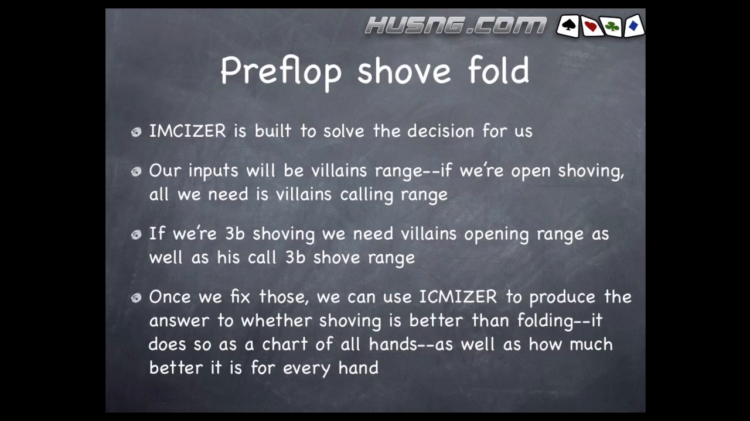So our inputs for this will be villain's range. That's the whole point of using software, is that we don't input random frequencies. We're just inputting a whole range. If we're looking at open shoving, all we need to do is input villain's calling range. If we're 3-bet shoving, we need two things: villain's opening range as well as his 3-bet range. Once we fix those things, we can use ICMIZER to produce the answer as to whether shoving is better than folding. The answer is in the form of a chart of all the hands that you consider doing this for.